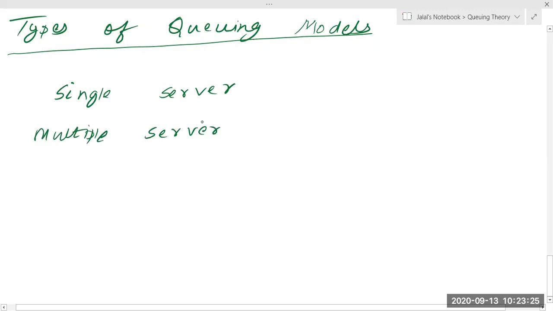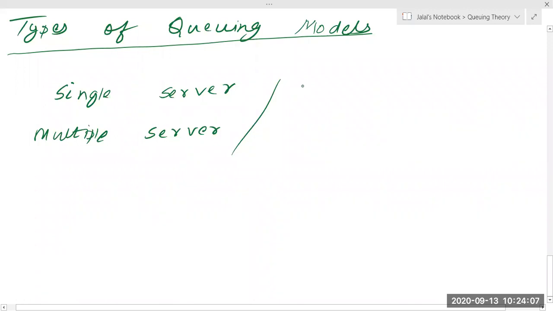Now if you know these two types, I'll explain what single server and multiple server mean. This is the place from where you get the service, just like a doctor. Suppose there is a railway reservation counter: for a railway reservation counter you will have multiple servers, and for a doctor, for example your BAMS or BUMS doctor, you are going to have a single server. So this is the example of single server and multiple server.